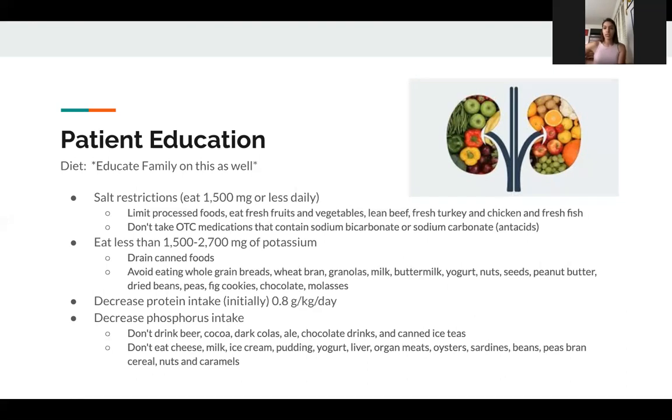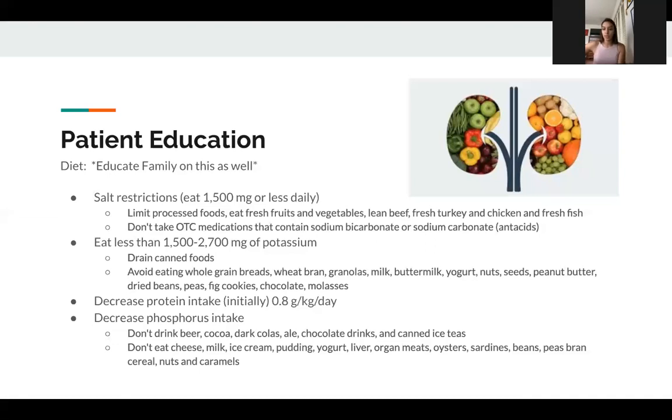We'd also tell him to eat less than 1,500 to 2,700 milligrams of potassium, because since the kidneys aren't working properly, potassium can't be filtered out of the kidneys. And so we'd want him to drain canned foods, avoid eating whole grain breads, wheat bran, granolas, milk, buttermilk, yogurt, nuts, seeds, peanut butter, dried beans, peas, fig cookies, chocolate, and molasses.